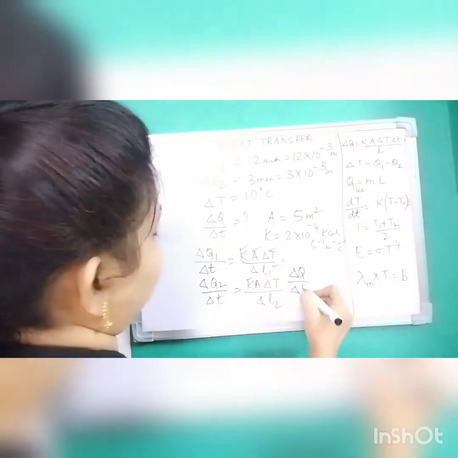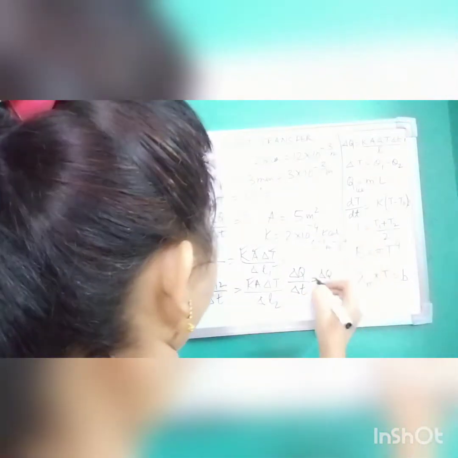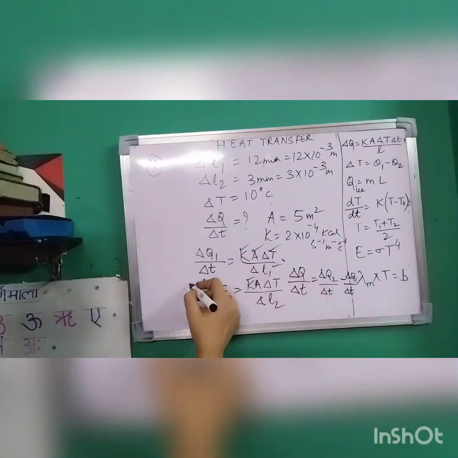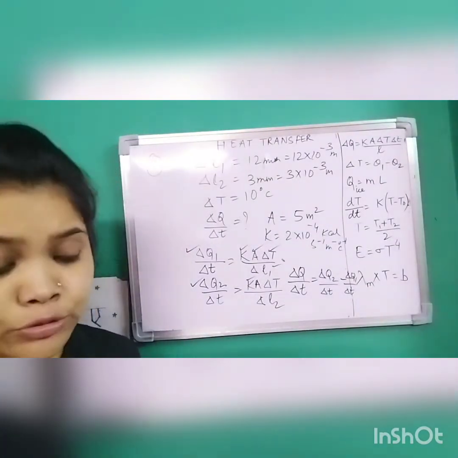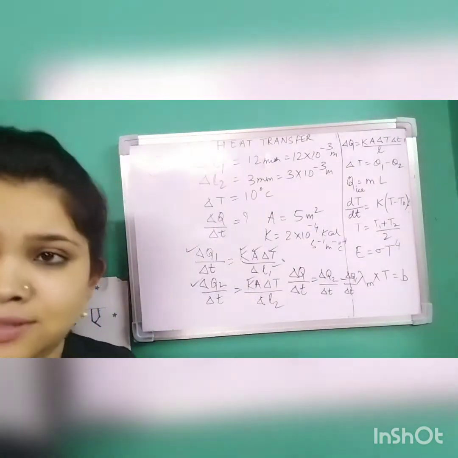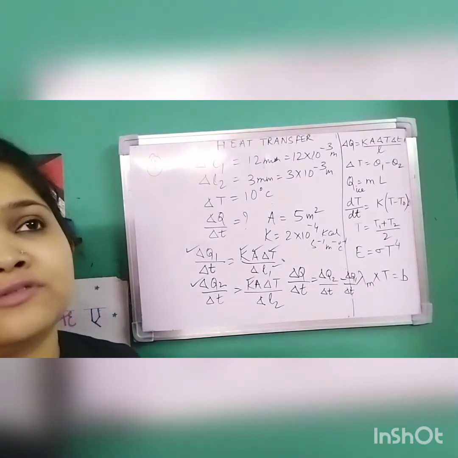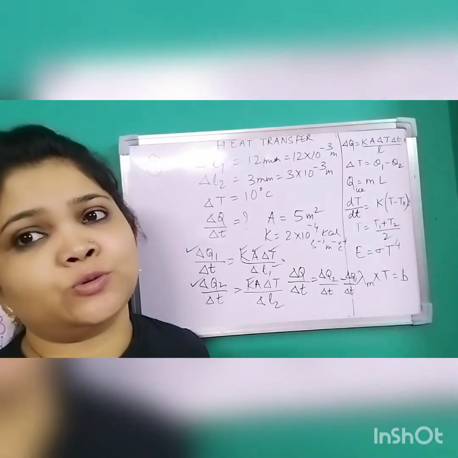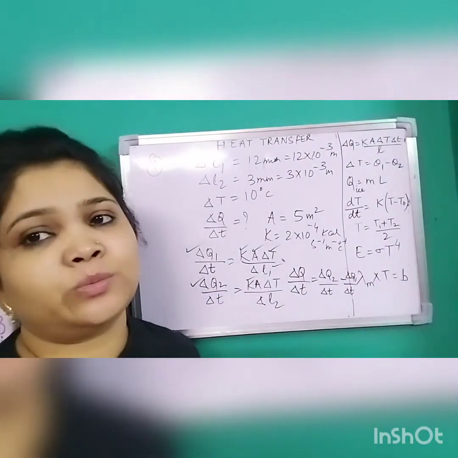Okay, to find out delta Q by delta T, just subtract delta Q2 by delta T minus delta Q1 by delta T. Just subtract the Q2 minus the delta Q1. If you do it, you're going to get the answer. This is how you're going to do the fourth sum. You find out delta Q1 by delta T and delta Q2 by delta T separately, and then subtract both of them to get delta Q by delta T.